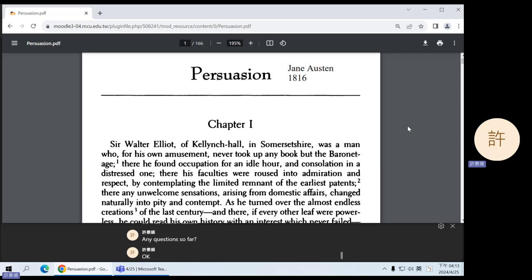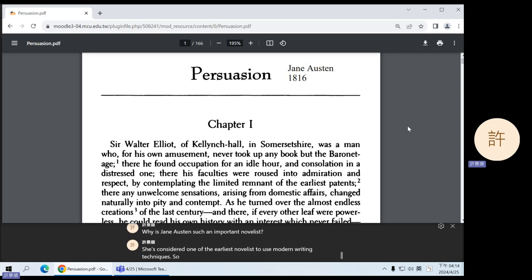Okay, so that's the history part. Now we're moving into the literature part. Why is Jane Austen such an important novelist? She's considered one of the earliest novelists to use modern writing techniques.